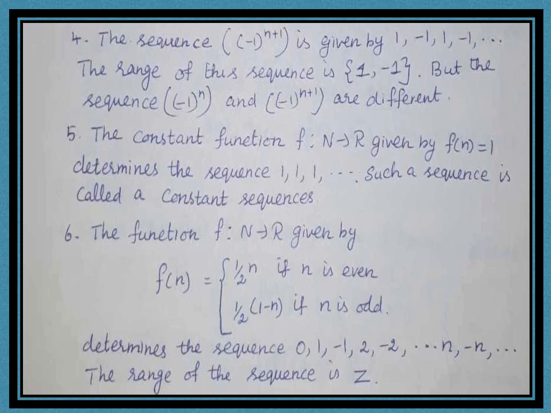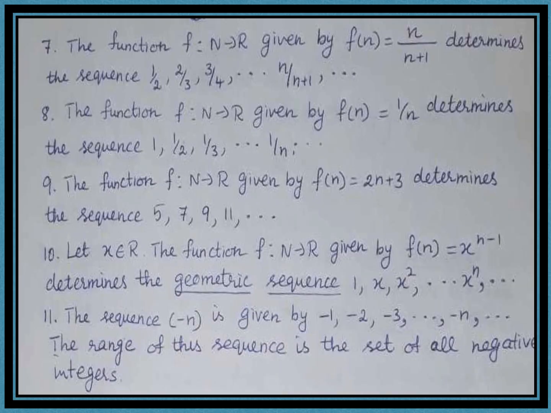Then when I put n equal to 2, I will get 2 by 2. That will be 1, and so on. So when we put the values, we are getting a sequence whose range is Z, the set of all integers. This is the function f from N to R given by f of n equal to n divided by n plus 1. So when we put n equal to 1, we will get 1 divided by 1 plus 1, that is 1 by 2. When I put n equal to 2, we will have 2 divided by 3, and so on. So the terms are 1 by 2, 2 by 3, 3 by 4, etc.